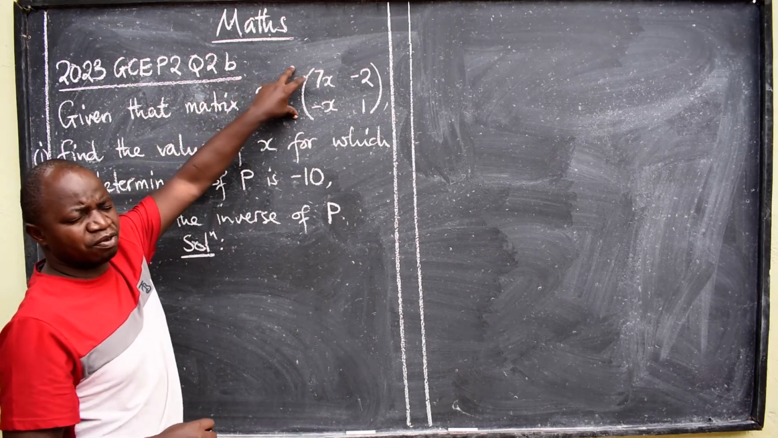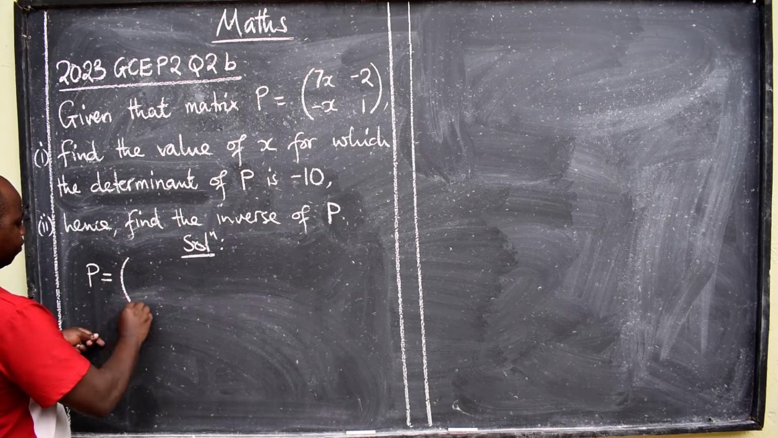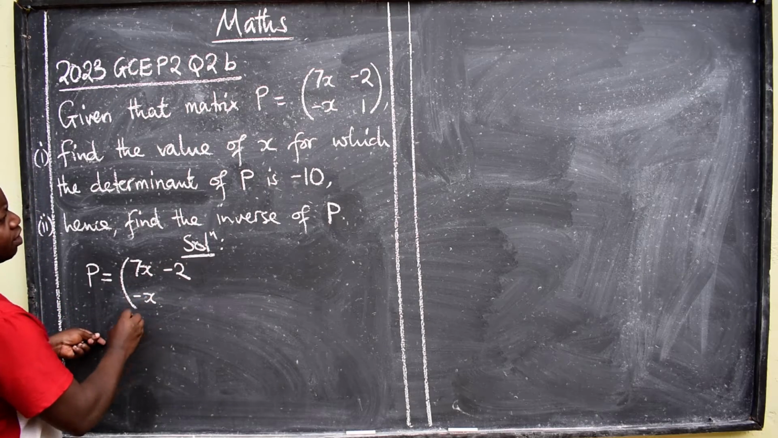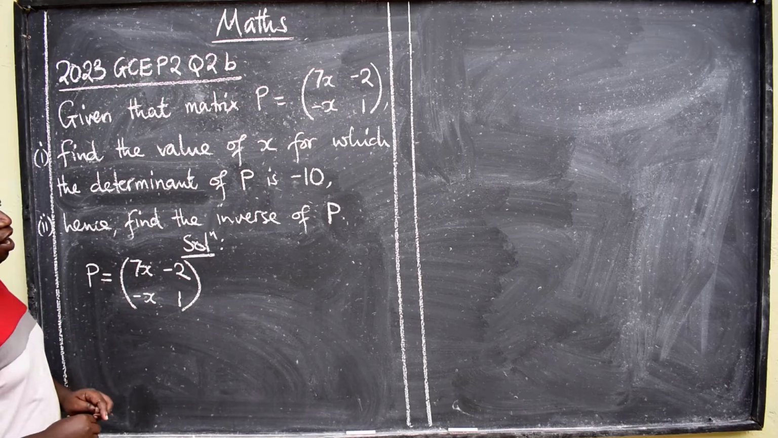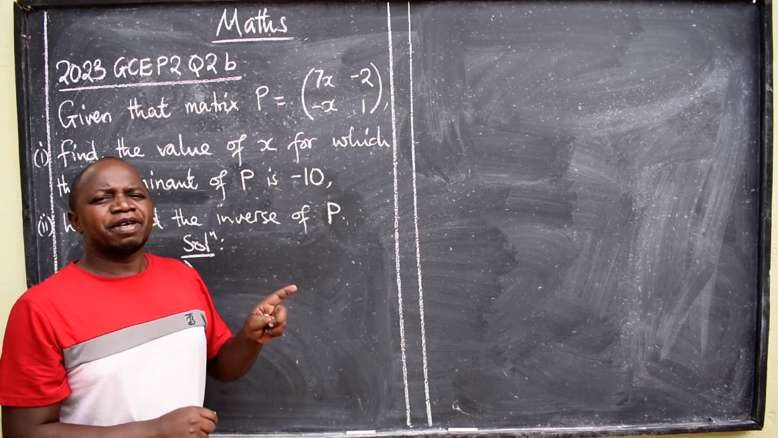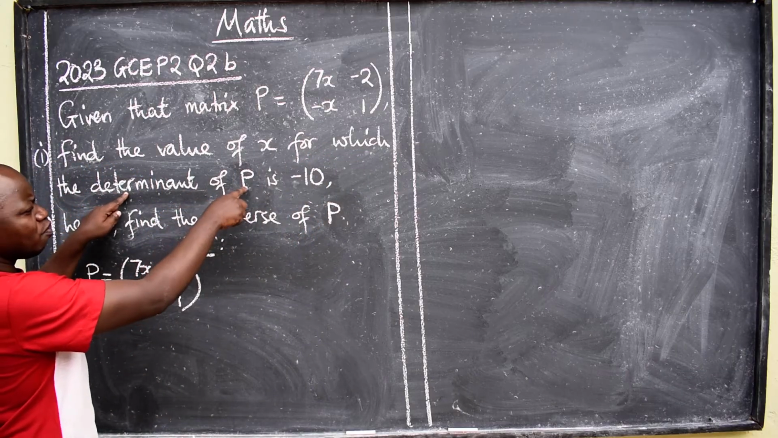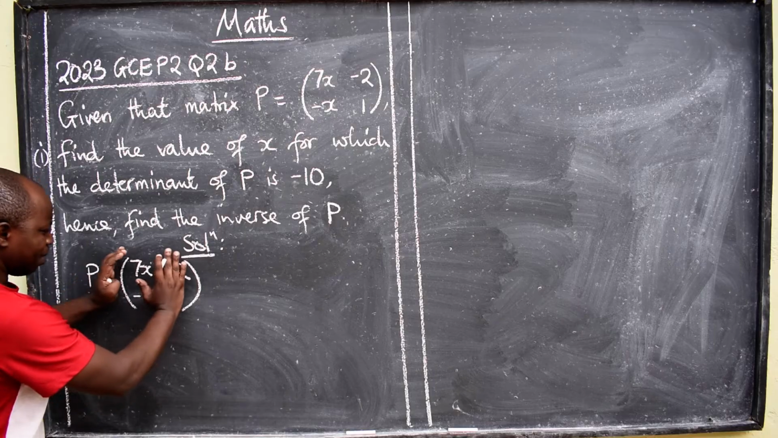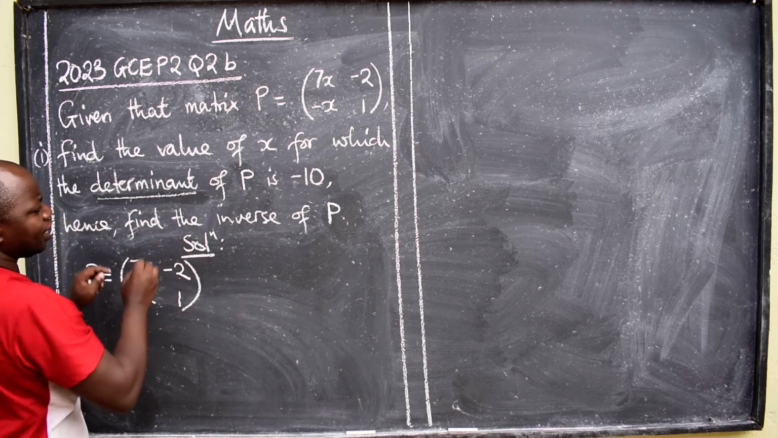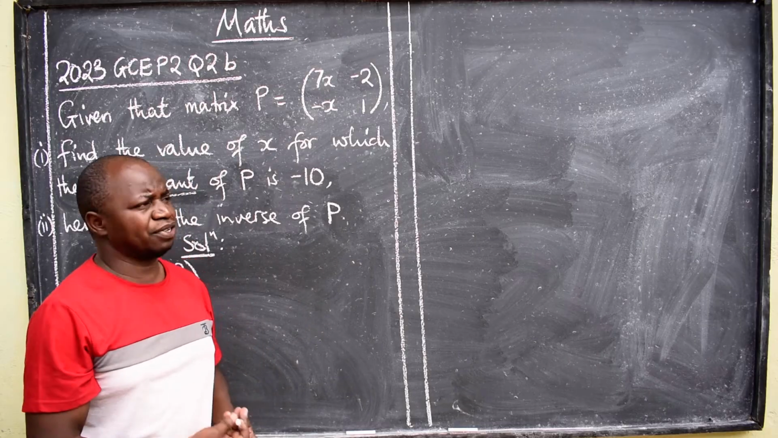The matrix that we've been provided with is P is equal to 7x, negative 2, negative x, and 1 here. Now, for us to find the value of x, we have to use the information that has been provided. They are saying for which the determinant of P, the determinant of this matrix is negative 10. Now this is where you need to understand how do you calculate the determinant of a 2 by 2 matrix.